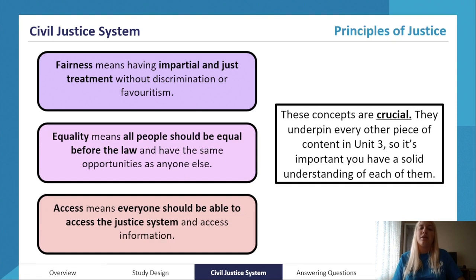Okay, so here are our definitions. Make sure as well when you're defining each principle of justice, you don't repeat the same words that are the name of the concept in your definition. Okay, so fairness means having impartial and just treatment without discrimination and favoritism. We like this definition because it doesn't say fair. We don't see the word fair or fairness in the definition.